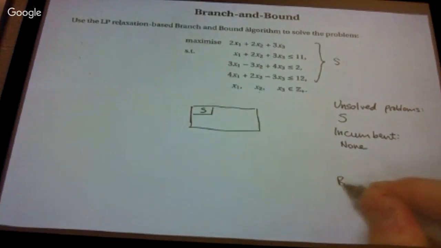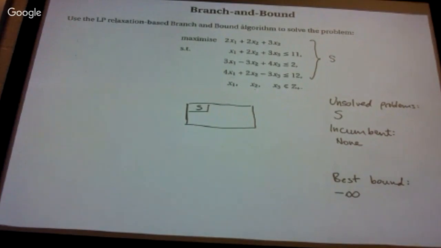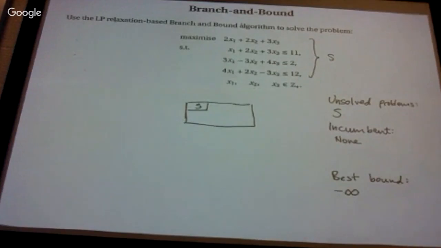And then the best bound is its objective value. So far you haven't found any, so the bound is minus infinity. You have absolutely no idea about how good your solution is going to be. Okay, so it's certainly going to be better than minus infinity, but that's the only thing you know in the beginning.